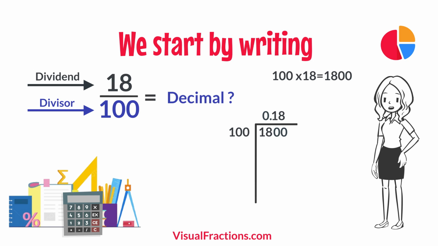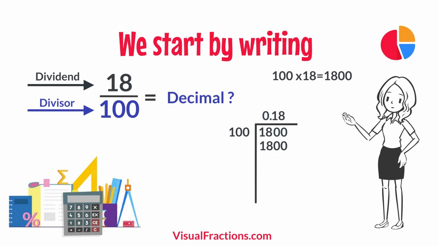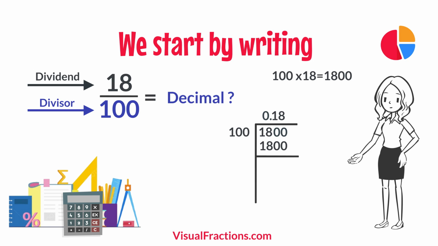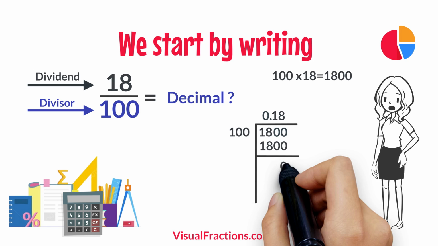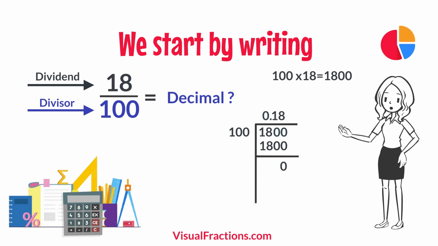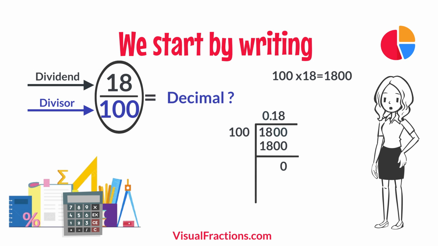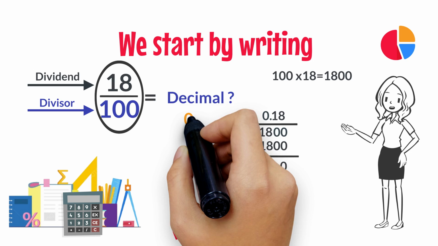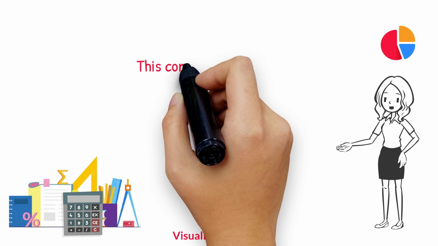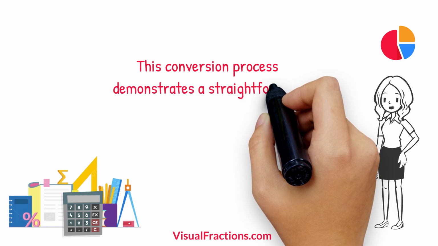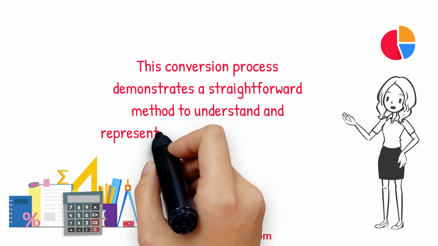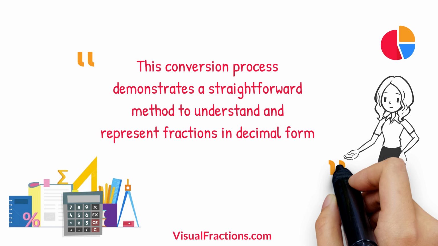Multiplying 18 by 100 gives us 1800. When we subtract 1800 from 1800, we get a remainder of 0. So, there we have it. The fraction 18/100ths converted to a decimal is 0.18. This conversion process demonstrates a straightforward method to understand and represent fractions in decimal form.